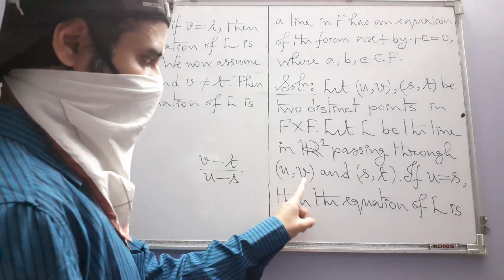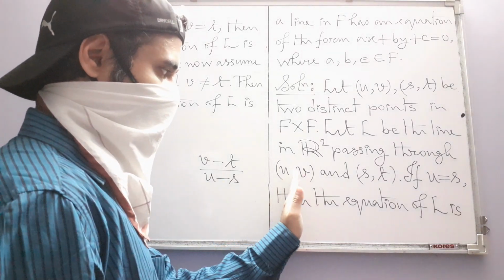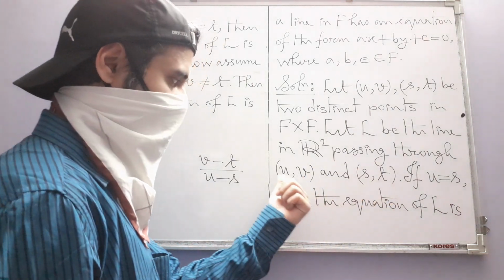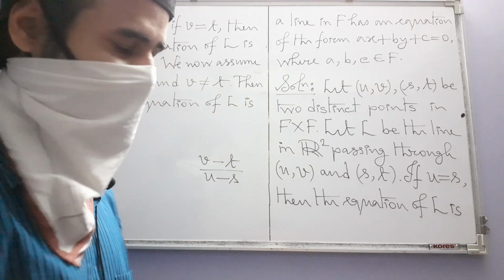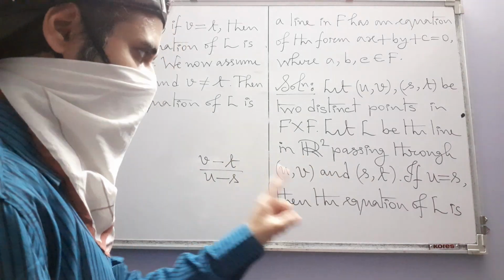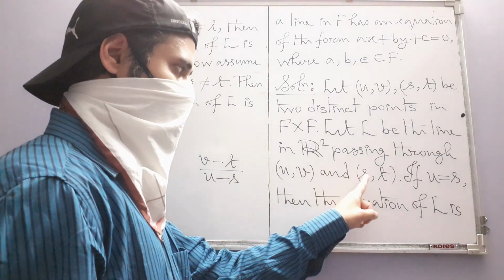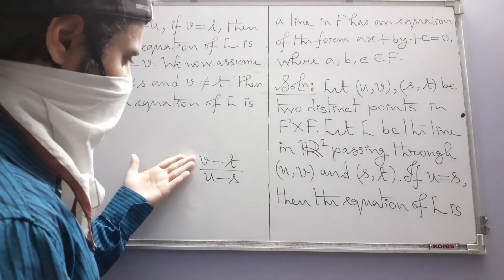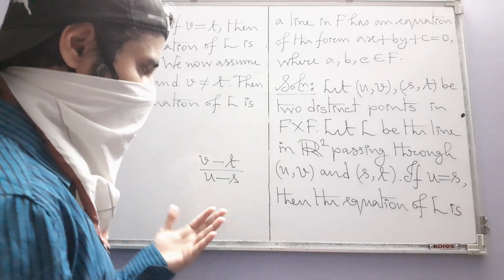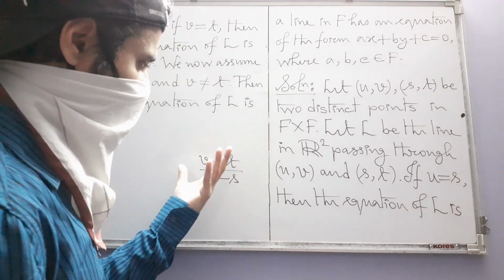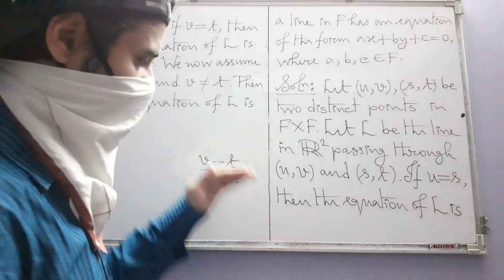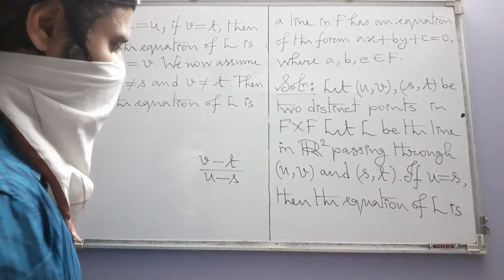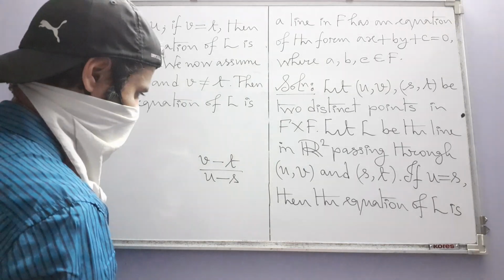You have to keep in mind that if you are writing the difference in the y coordinate in this order, that is v minus t, then you have to maintain that same order in the denominator also, u minus s. If you write t minus v, then you have to take s minus u, because you can multiply and divide the numerator and denominator by -1. The quotient will be the same. Actually, they are the same thing. So this is the slope of the line.